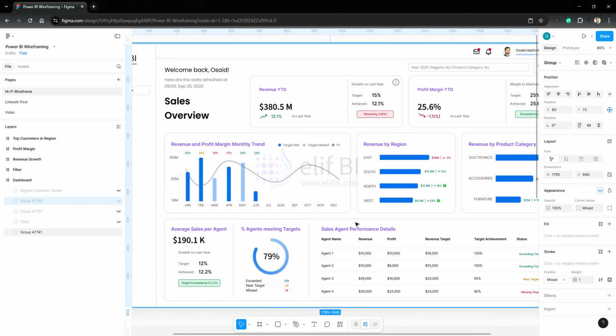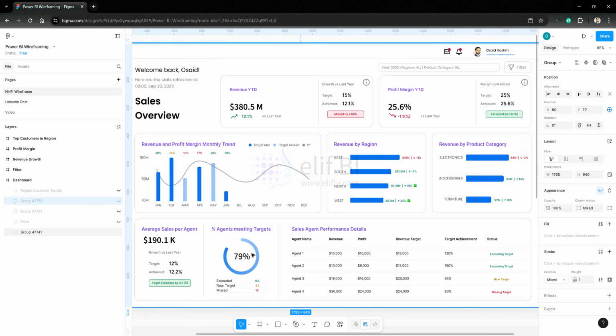Then this section is related to the sales agents. So here we are showing the average sales per agent, target set, the target achieved, and the target exceeded by 0.2 in terms of percent. This one is quite nice because here we are showing the percentage of agents who are meeting the targets, and you can see the donut chart that is combined with the KPI number. But what I really like here is this information box. Here we are showing how many agents exceeded the target, how many of them are near the target, and how many of them have missed.